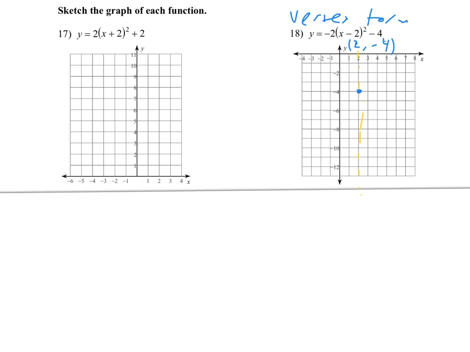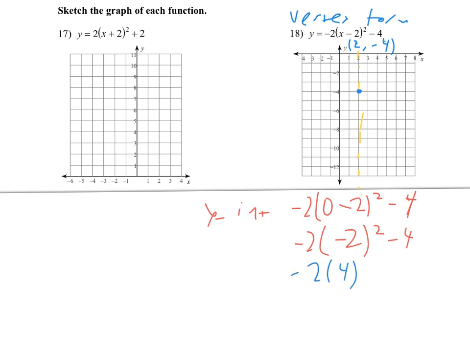And then now we got to find our y-intercept by plugging in 0 for x. So I'm going to go ahead and do that. All right, and now I'll just do some PEMDAS here. So in the parentheses, it can be -2. And then exponents would turn that into a +4. And then multiplication is going to turn that into a -8. And -8 minus 4 is -12. So I have my y-intercept right there, and then a matching point on the other side of the axis of symmetry, and we can just draw our parabola.